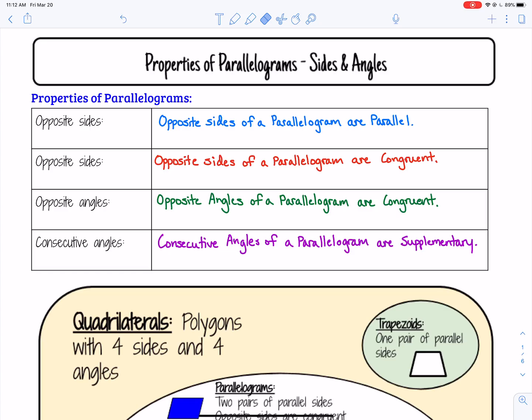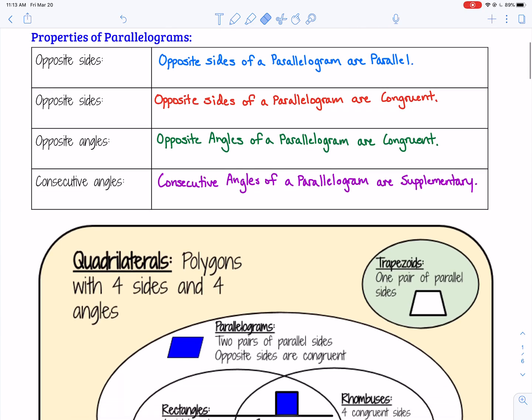In this video, we're going to start talking about properties of parallelograms with their sides and angles. So the first four properties we're going to talk about with parallelograms are that opposite sides of a parallelogram are parallel, opposite sides of a parallelogram are congruent, opposite angles of a parallelogram are congruent, and consecutive angles of a parallelogram are supplementary. So maybe pause the video and write those down.